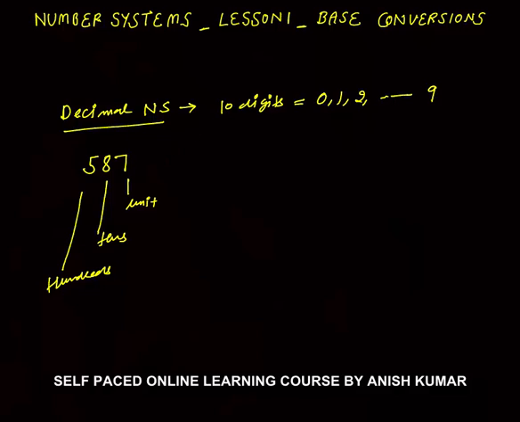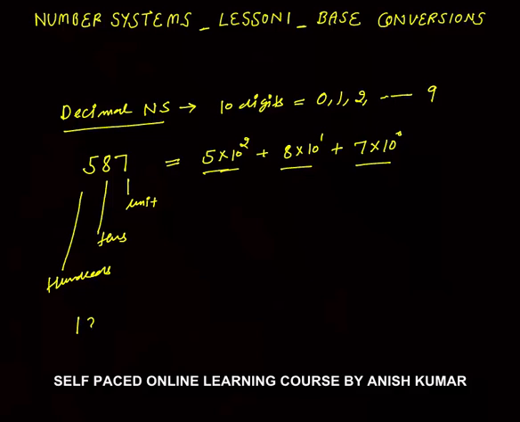How we used to expand this number? This hundreds digit means we can write this 5 into 10 power 2, 8 into 10 power 1, 7 into 10 power 0. And that is the expansion of this number in base 10. That is why we say that it's a decimal number system. 5 into 10 power 2 is 500, plus 80 plus 7.